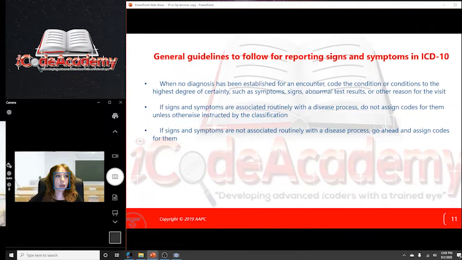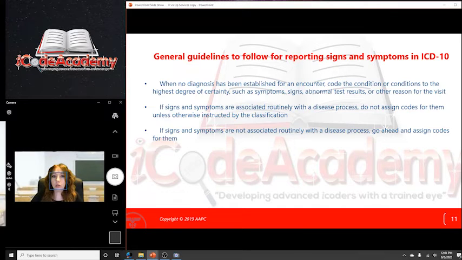All right, let's talk about guidelines. ICD-10 is going to offer additional guidance in the form of exclusions, code first, and inclusion notes that are always going to direct you to the correct and appropriate code.